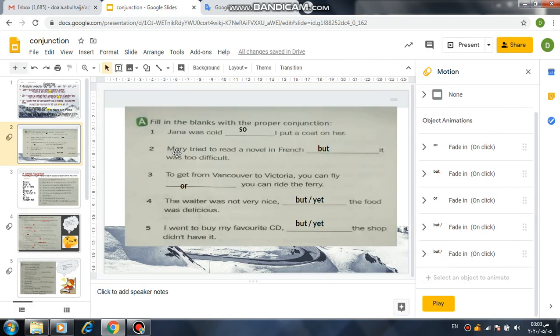Jana was cold. I put a coat on her. The result is I put a coat on her, so you saw. Number 2. Mary tried to read a novel in French. It was too difficult. So we use but, a contrast idea. It was too difficult, but she read it.